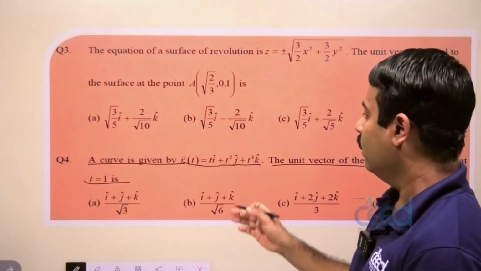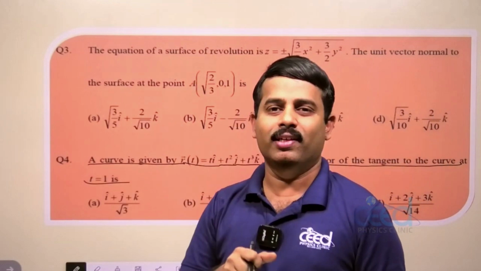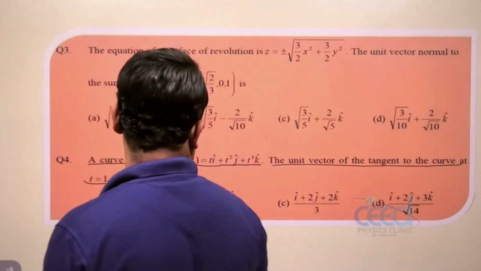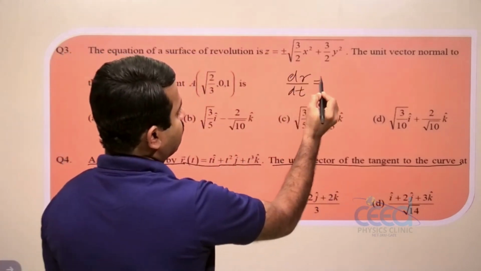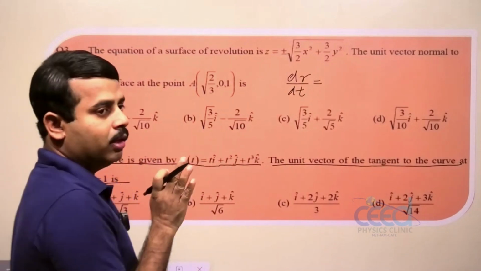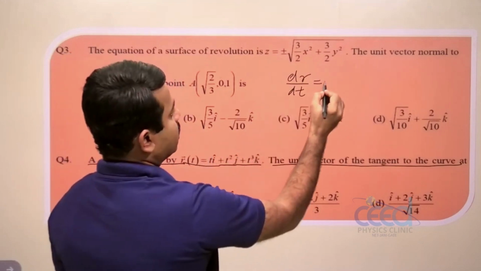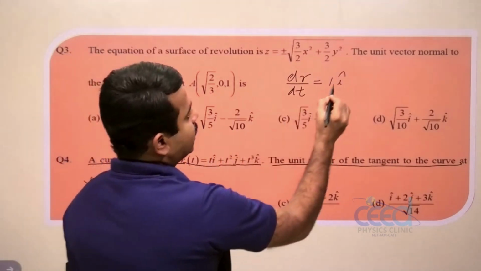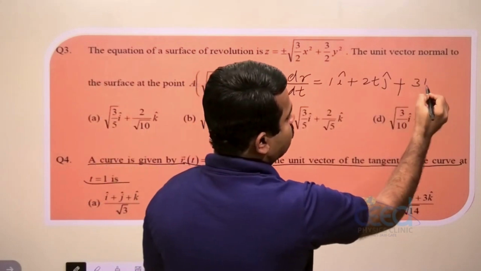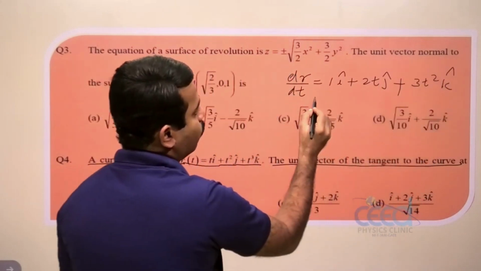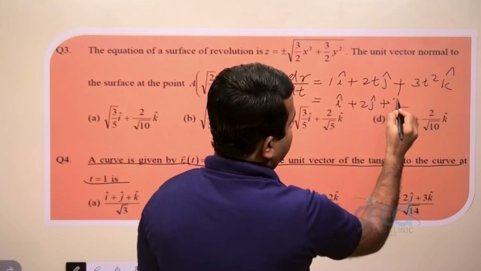Right. We find the unit vector of the tangent using dr by dt, the differential. So, what is dr by dt? This we can directly calculate here. Dr by dt is that particular tangent vector, that is 1 i cap, t on differentiation 1 i cap, plus 2t j cap, plus t cube on differentiation 3t square k cap. Now t is equal to 1, this is equal to i cap plus 2 j cap plus 3 k cap.